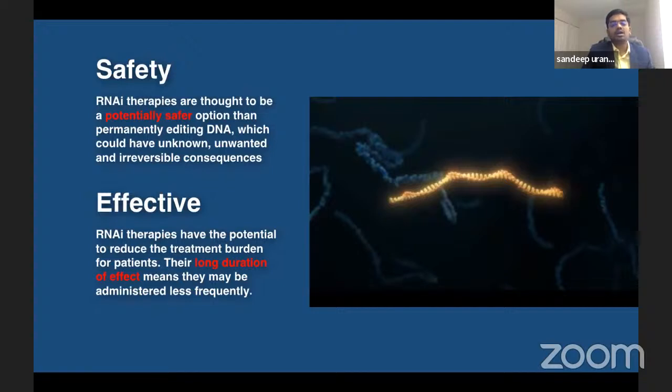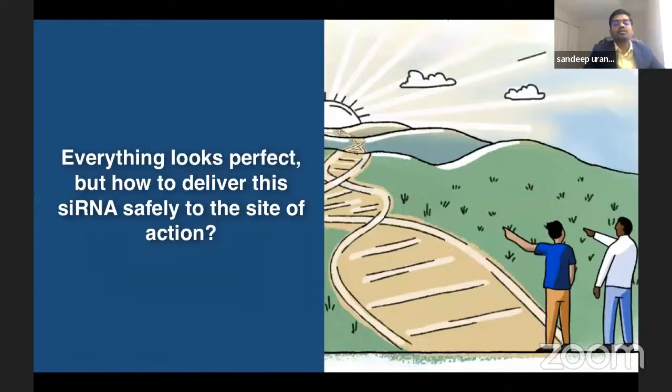RNA interference therapy also has the potential to reduce the therapeutic burden for patients because it shows a long duration of action, which will reduce the frequent administration of doses. Everything looks perfect, but how do we deliver these siRNAs safely to the site of action, or target of our interest?